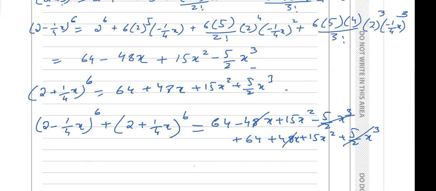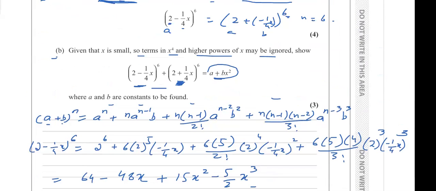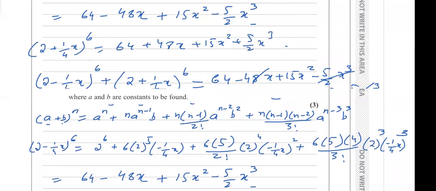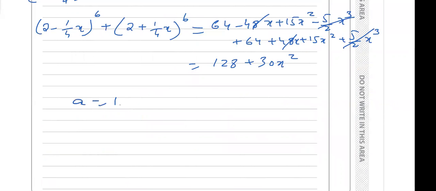So we are left with 64 plus 64, that is 128, and 15 plus 15 is 30, 30x square. So you can check it is of the same form, a constant and then this one, where a is 128 and b is 30. So I can say a equals 128 and b equals 30. That was required to prove in this one.